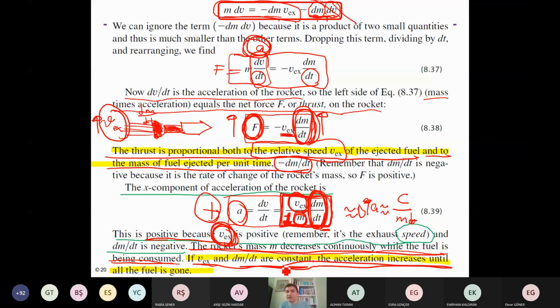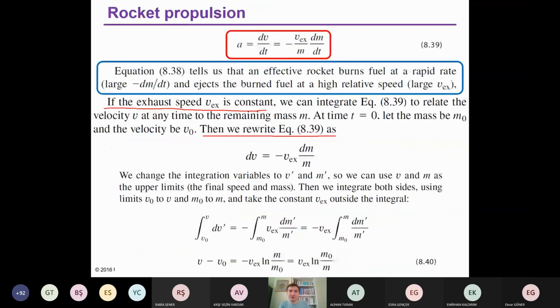So when the m is lost, total mass of the rocket is 0, then you don't have any thrust, okay? So now let me continue with this definition again. Acceleration of the rocket, we have minus Vx over m dm over dt, okay?